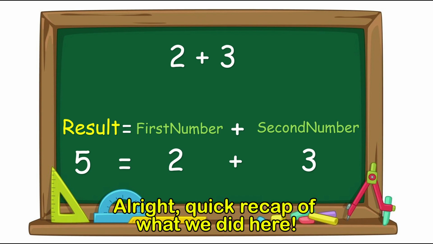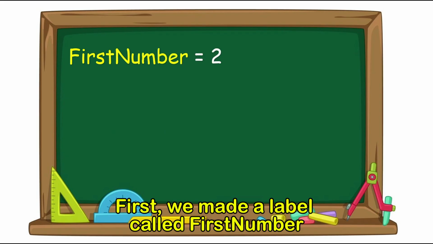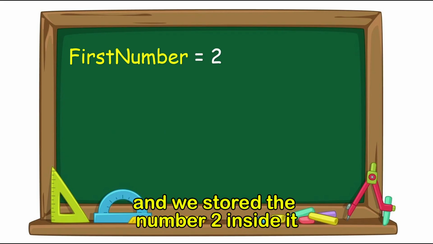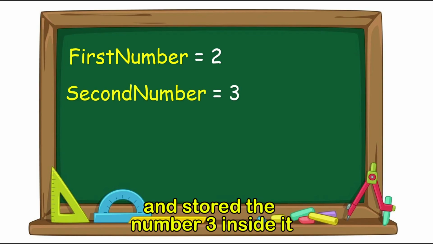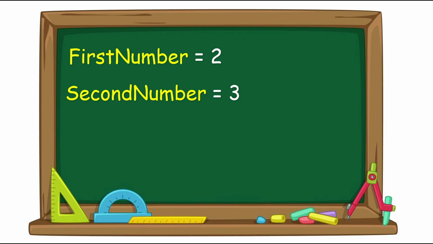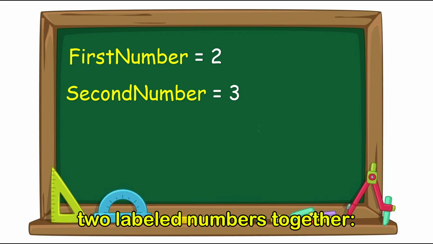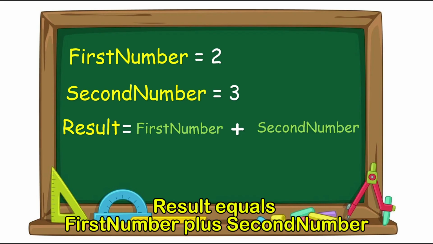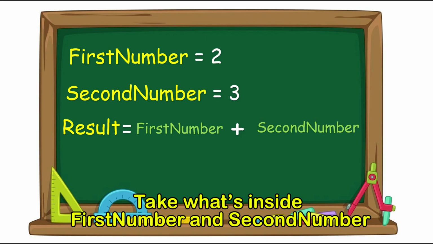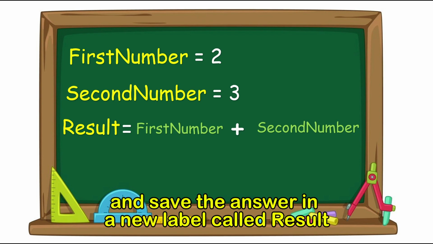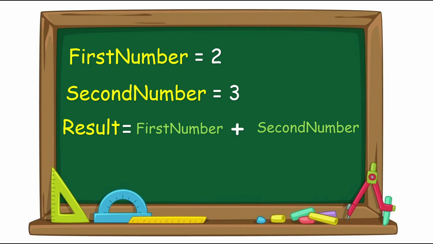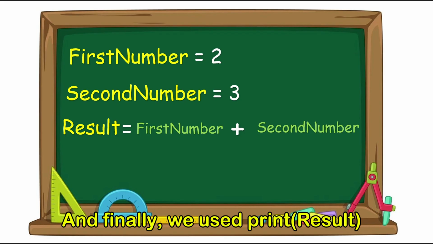All right, quick recap of what we did here. First, we made a label called first number, and we stored the number 2 inside it. Then, we made another label called second number, and stored the number 3 inside it. Next, we told Python to add the two labeled numbers together. Result equals first number plus second number. That means take what's inside first number and second number, add them, and save the answer in a new label called result. And finally, we used print, open parenthesis, result, close parenthesis.